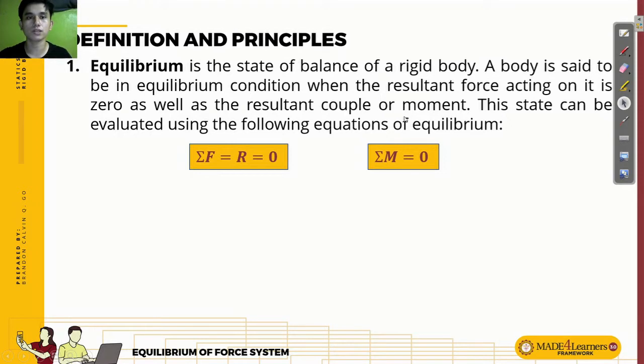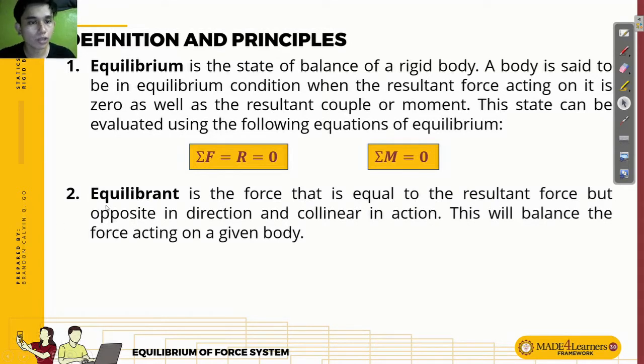So that means the structure will not be displaced. The resultant is equal to 0, so the forces are balanced, and also the moment, so the body will not rotate. It is stable because of what we call reactions. We have supports to resist the applied forces on the body.